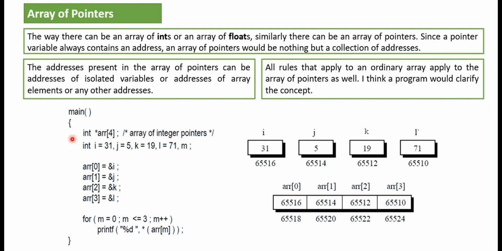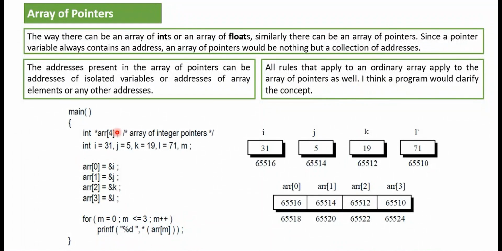Okay. So we have an int pointer array of size 4. Now here int i equal to 31, j is equal to 5, k equal to 19, l equal to 71, and we have a variable m. So you can see arr[0], 1, 2, 3 contains the addresses of i, j, k, l respectively. Now for m equal to 0, m less than or equal to 3, m plus plus, we have printed the value of arr[m]. That means we are printing the addresses in this array.